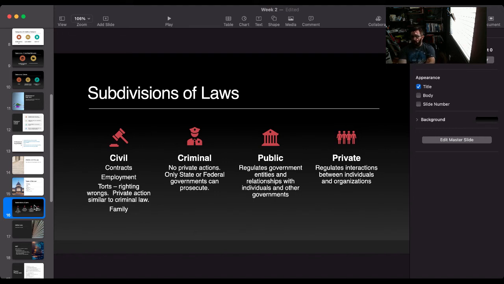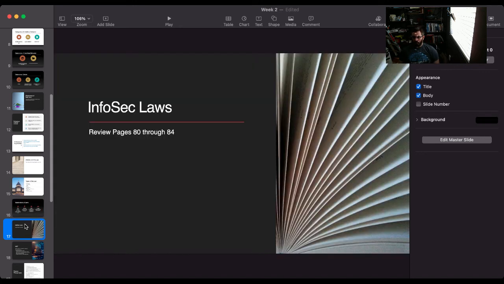Then you can have public laws and private laws. So public laws regulate what the government entities and their relationships with individuals and other governments can do. Private laws regulate the interactions between individuals and organizations. So we can have different types of laws.